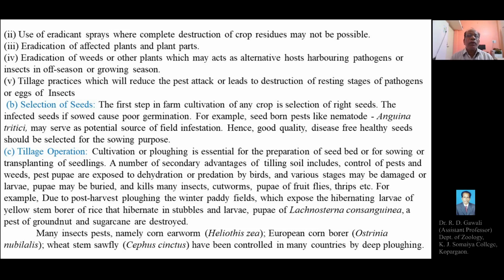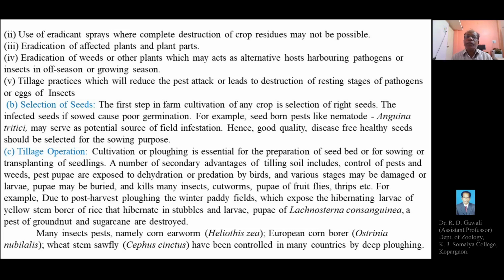Then eradication or elimination of the affected plants and plant parts. Usually after harvesting, there may be a large quantity of trash, stubbles or roots. These are various parts of the crop plants, and they should be removed from the crop field so as to eliminate the stages of the different pests, maybe insect pests or the hidden stages of the insect pest.